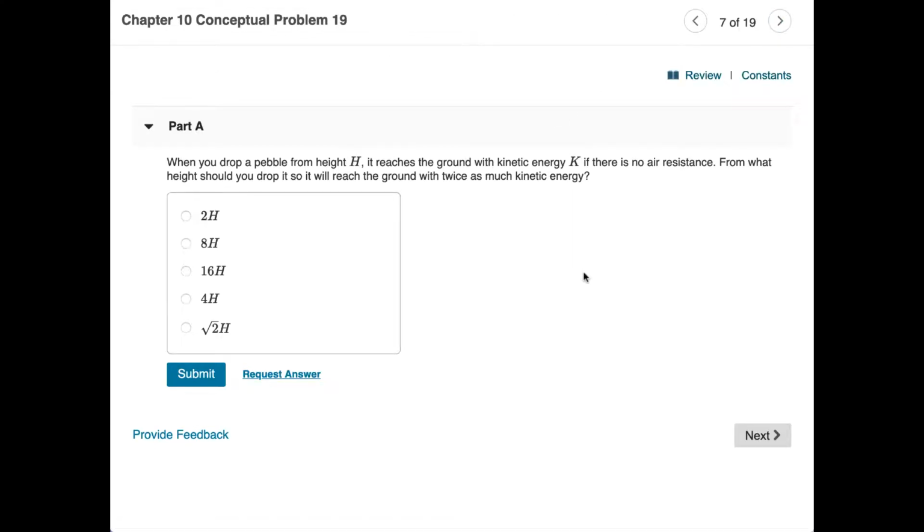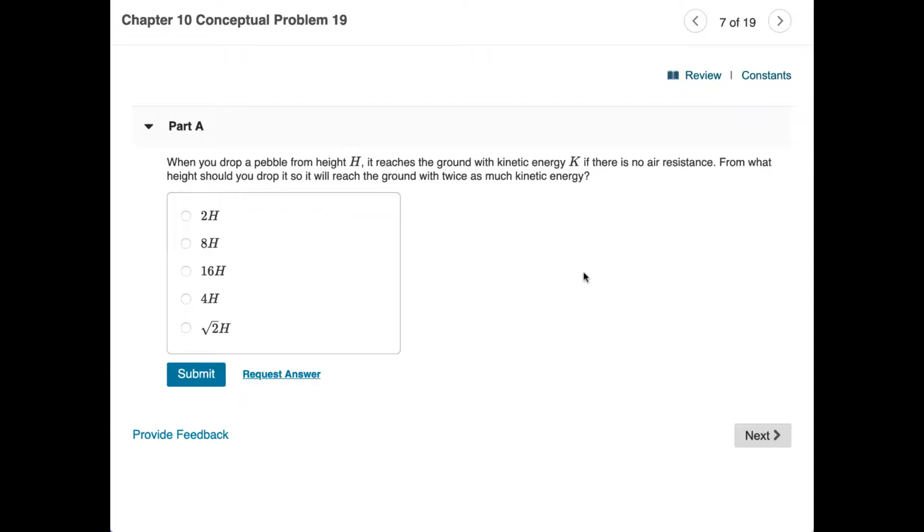When you drop a pebble from a height h, it reaches the ground with kinetic energy K if there's no air resistance. From what height should you drop it so that you reach the ground with twice as much kinetic energy? I think this is one that's trying to catch students on guessing about square roots and proportionality and whatnot, because it's true that from time to time we encounter questions that are a little bit tricky because of square roots involved.